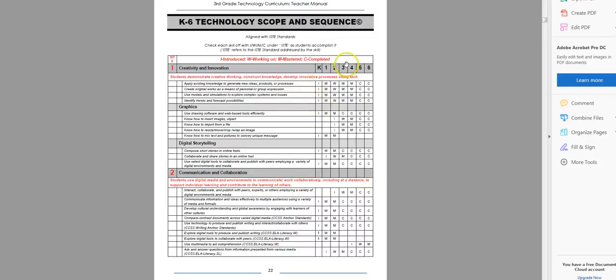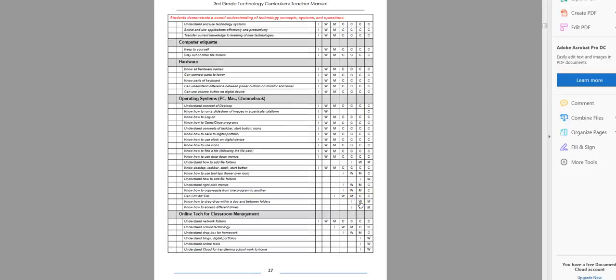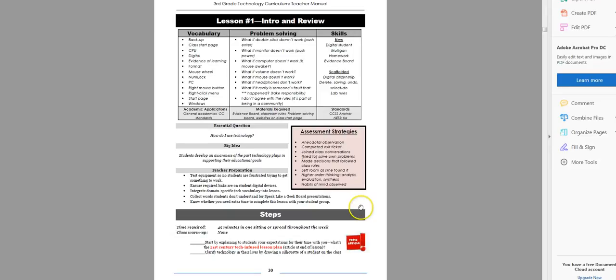The scope and sequence you can see under 3rd grade. This is where students are probably, but if this is your first year applying existing knowledge to generate new ideas, products, and processes with technology, you might not be under W, you might be I. You decide. This just gives you a rough idea. If you started in kindergarten, this is where you probably are. And it tells you all the topics organized by ISTE standard. I'm going to zip through this, but if you have questions as you go through it, feel free to post it. Now here's our first lesson.